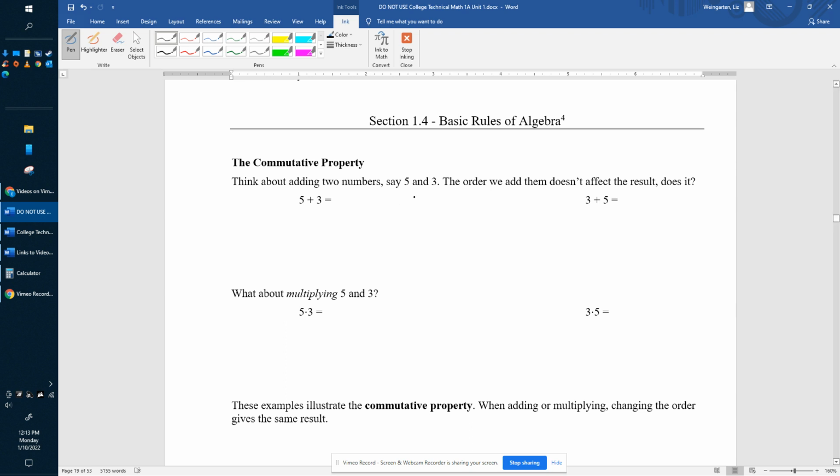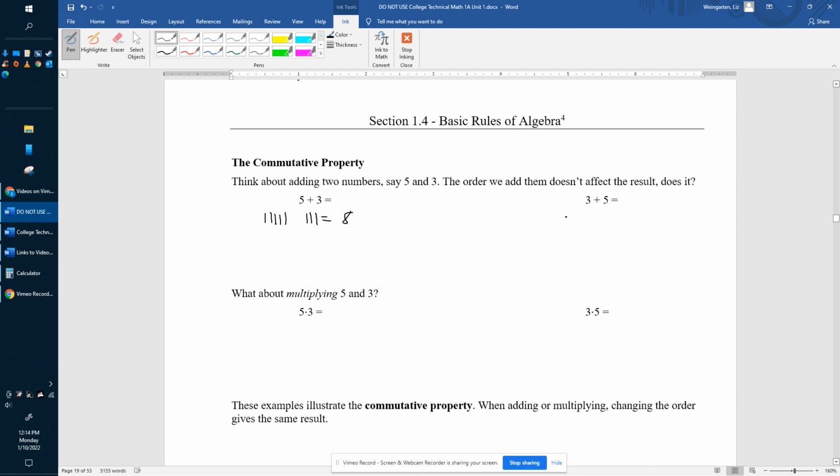Think about adding two numbers, 5 and 3. Does the order that we add them in affect the result? So let's take a look at these using tally marks. So we have 5, we're adding 3. How many tally marks do we get? We get 8.